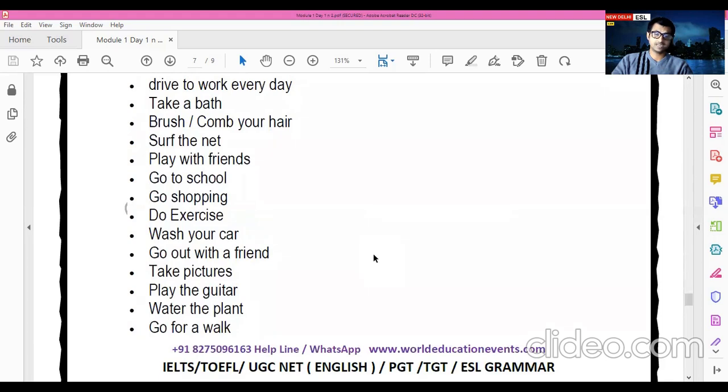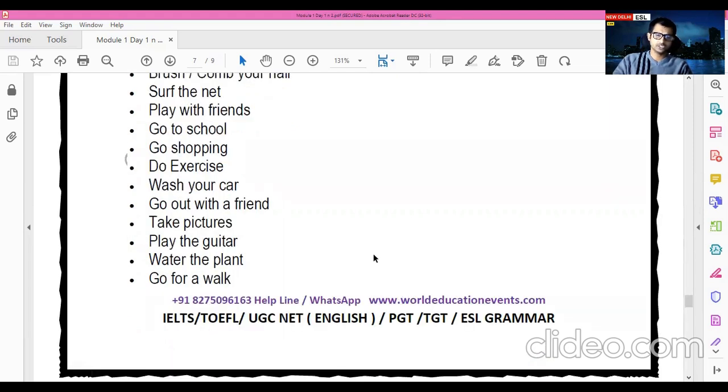Go to school is common. Go shopping. Do you go shopping? I go shopping. I don't go shopping. Do you do the exercise? Yeah, I do the exercise. Even I meditate. You can add. Do you wash your car? Do you go out with your friend? Do you take pictures? Do you water the plant? Okay, that we have done actually all these.